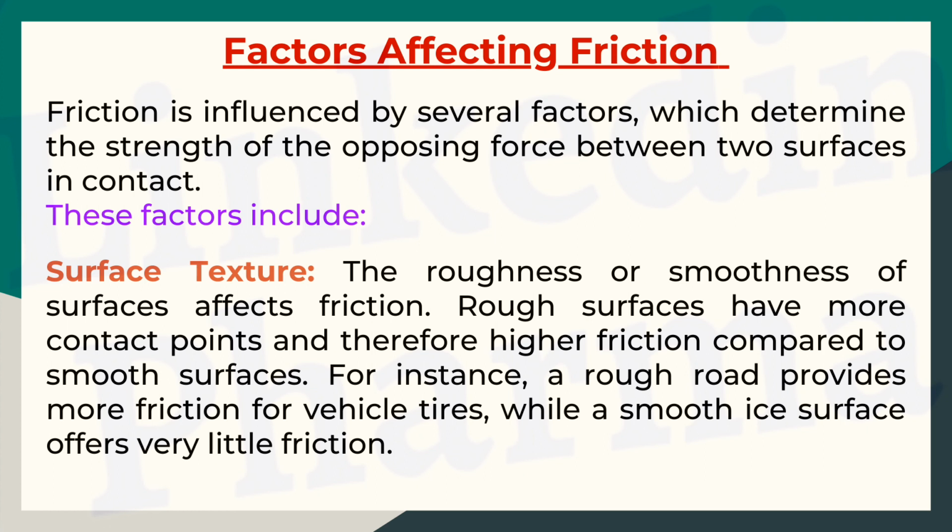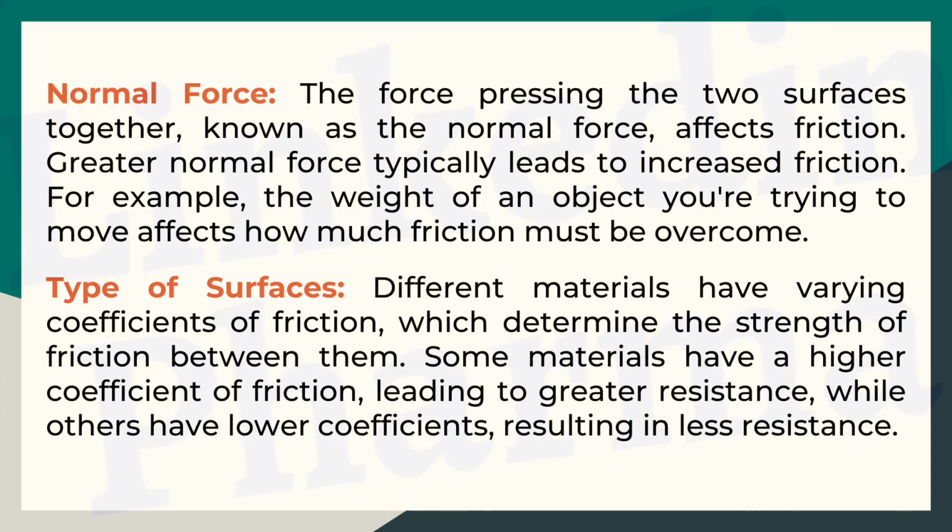The roughness or smoothness of surfaces affects friction. Rough surfaces have more contact points and therefore higher friction compared to smooth surfaces. For instance, a rough road provides more friction for vehicle tires, while a smooth ice surface offers very little friction. Normal force. The force pressing the two surfaces together, known as the normal force, affects friction. Greater normal force typically leads to increased friction. For example, the weight of an object you are trying to move affects how much friction must be overcome.